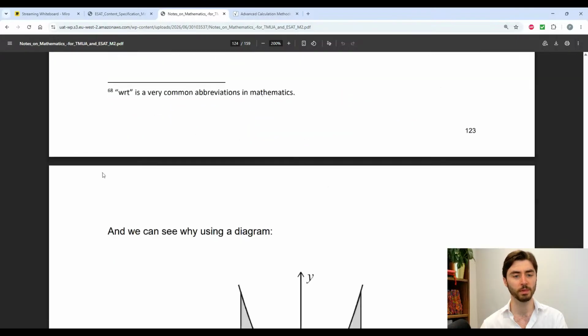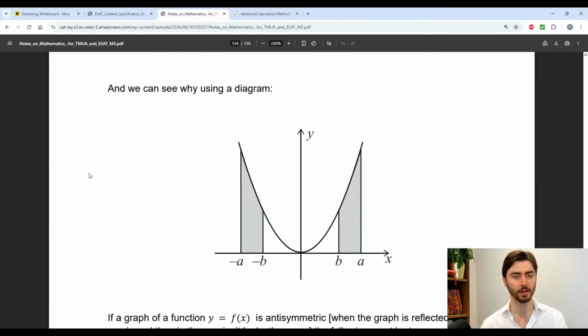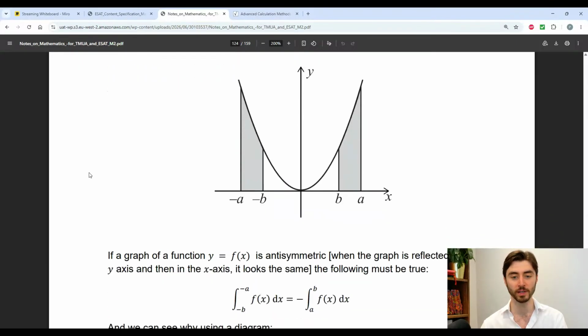Again, this is more TMUA. Don't worry about it for ESAT. Although I did say this would be for TMUA as well. I'm going to lie. I'm going to say this is for ESAT. Sorry about TMUA people. I'm going to keep this strictly ESAT. I like science. I can't help it.